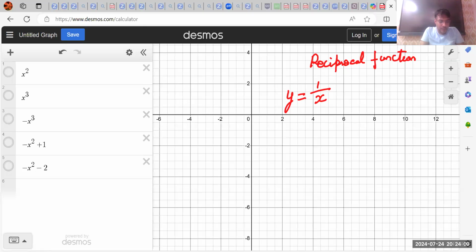So how will we plot? We'll take a few positive and a few negative values of x. Then we'll plot.